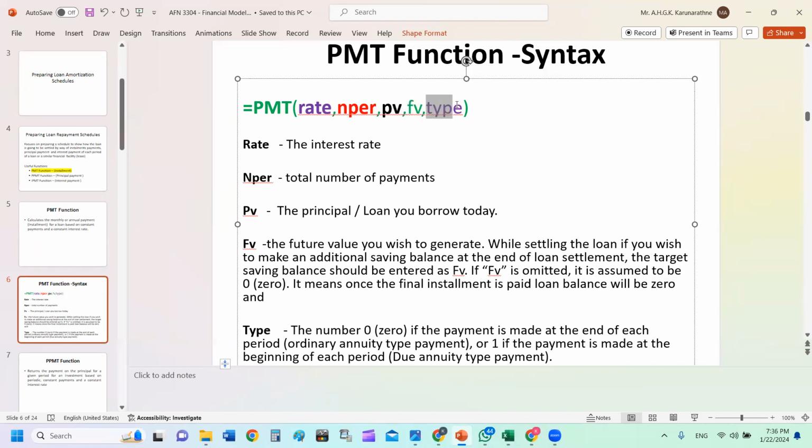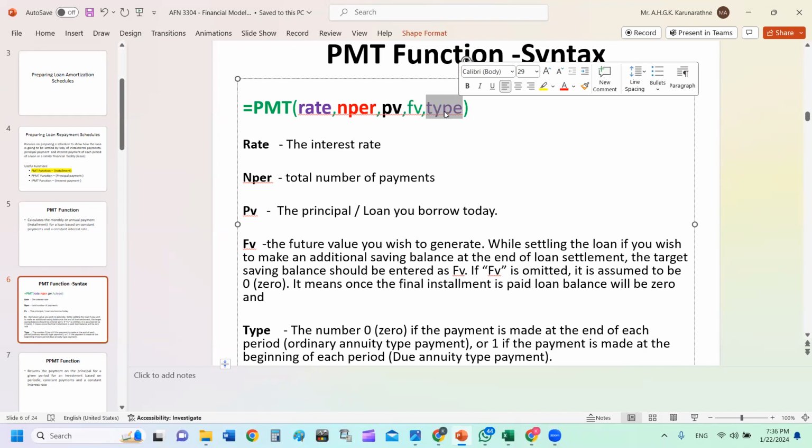Type: you all know there are two main types of annuity payments: ordinary annuity and annuity due. Ordinary annuity occurs at the end of the period, annuity due occurs at the beginning of the period. So type represents this. If you pay your installment at the end of each period, you need to put in here zero. So then Excel knows your installment payment occurs at the end of the period.